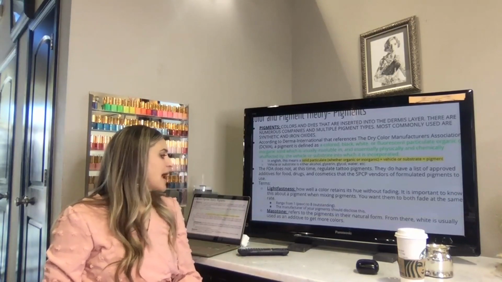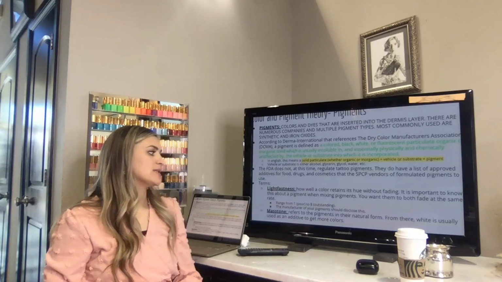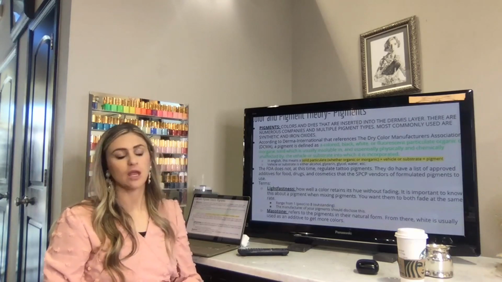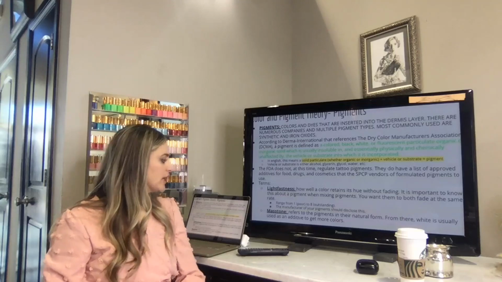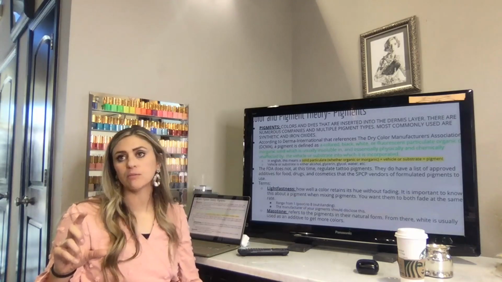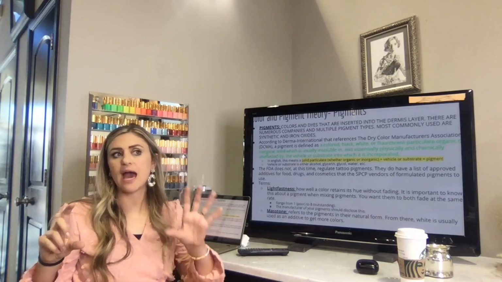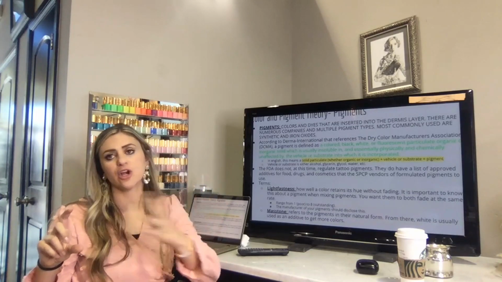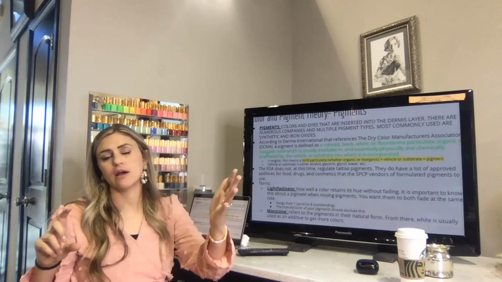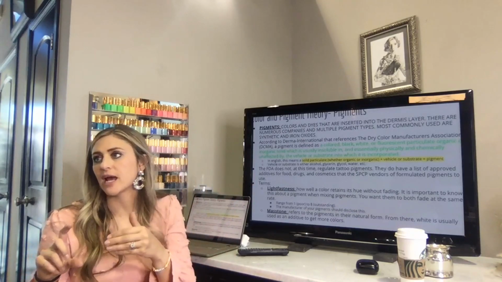Mass tone. Mass tone is how close a pigment is to its natural form. So you can have a pigment that in its natural form was maybe a really bright red, and they have added some other lighter colors in order to lighten it up or soften it up.